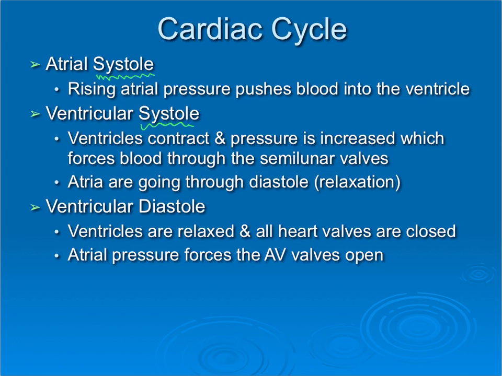Now the ventricles need to relax. So the ventricles will go through diastole. When the ventricles are relaxed, all of the heart valves will be closed. Blood is still returning to the atria from the vena cava and from the pulmonary arteries. So as blood continues to fill those chambers, you've increased the pressure, and eventually that will force your right and left AV valve back open. And then the atria will contract again.